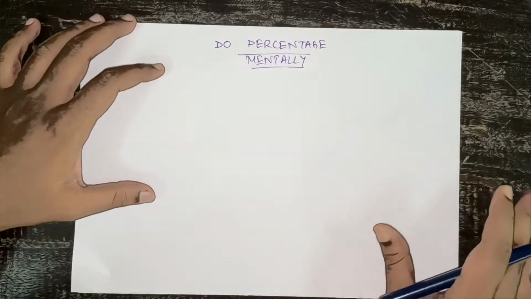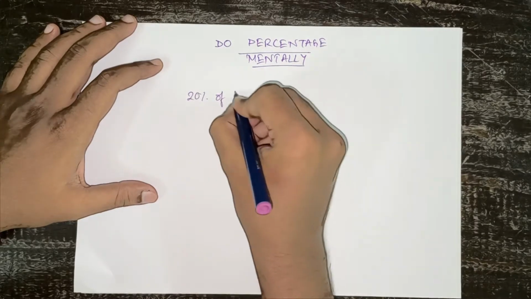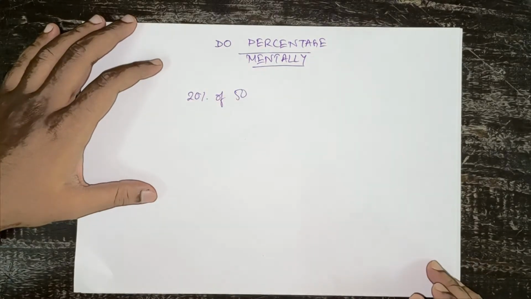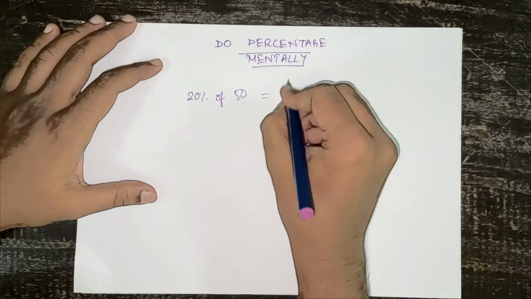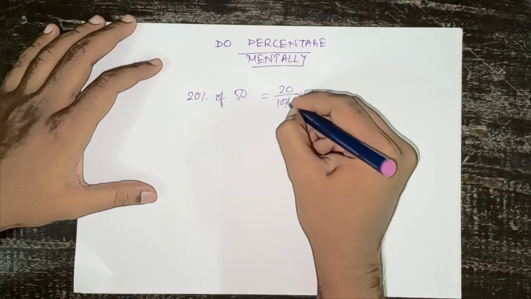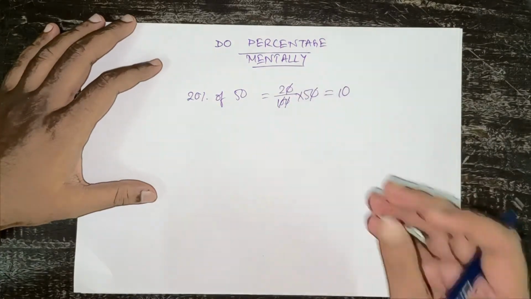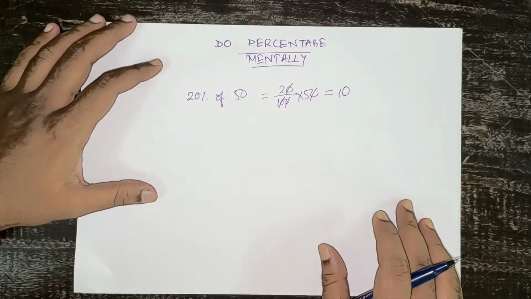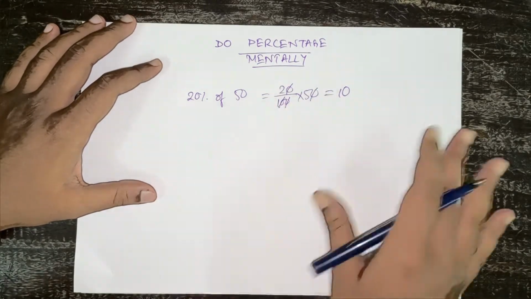Suppose we want to find 20% of 50. So how do we find 20% of 50? What is the traditional method? What is the general method that we follow? What we do is 20 by 100 into 50. So we cancel out the zeros and we get 5 into 10, right? We are going to do the same thing, but without this calculation, this coming of 100 and all that.